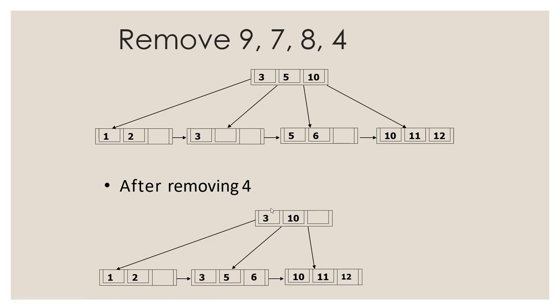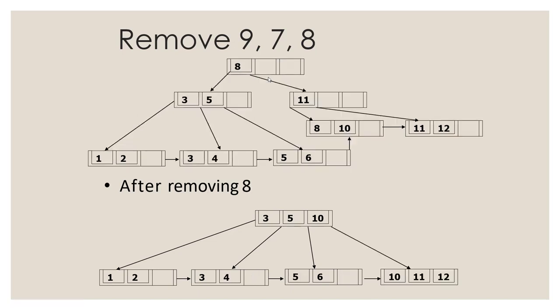Okay, so we have remove 4 from here. Okay, so 4 is actually between 3 and 5. Okay, so I got rid of 4 here. So after getting rid of 4, I only have 1 out of 3. I cannot borrow from this or this, so I'm going to have to merge.